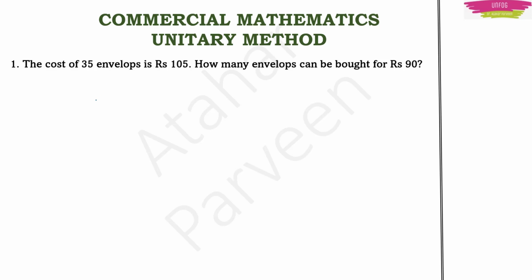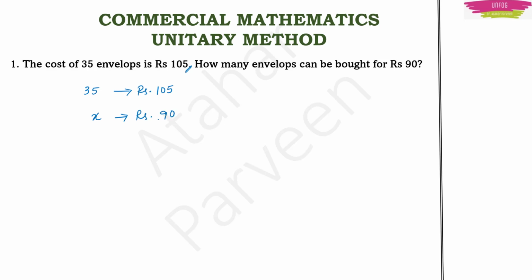Okay. The first example I have taken is: the cost of 35 envelopes is rupees 105. How many envelopes can be bought for rupees 90? See friends, the simple thing which you have to do is follow the rhythm of the question. First you read the question till the full stop and you write down the data in the form of numbers. That's all. 35 envelopes. What is the cost? 100 rupees. No, sorry, 105 rupees. Correct? Now you have to find the number of envelopes. How many you can buy for 90 rupees.